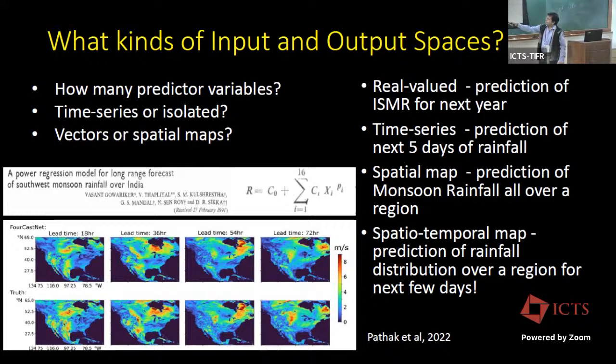Now, what are the parameters of this model? The parameters of this model are these bias terms C0, the individual coefficients C1, C2, etc. for each of the predictors, as well as these exponents P1, P2, etc. As you can see, this is a non-linear model. It would have been a linear model if all the Pi's were equal to 1, but probably they are not.